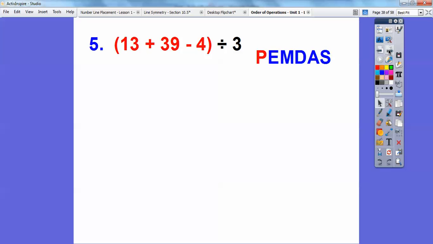Okay, here I've got to do parentheses first, so inside the parentheses I've got to do addition and subtraction from left to right. So I did 13 plus 39 first. Okay, it's 52.